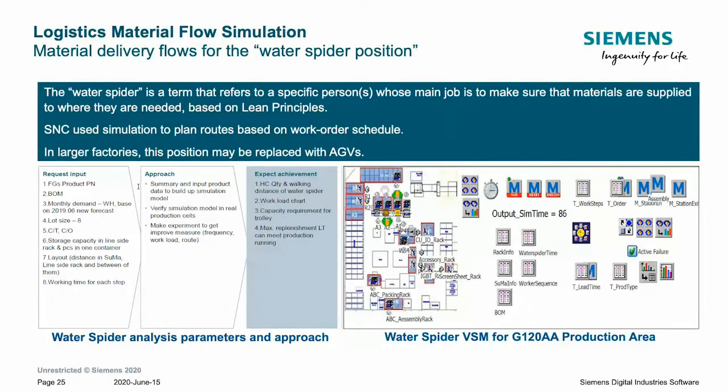The next study that we needed to model and simulate was the position of the water spider in the factory we discussed earlier. The water spider's rounds are time sensitive, and maybe in larger factories this position can be replaced with AGVs, but the idea here was to build the value stream map and model as close as possible the existing routing based on the work orders and the requirements for the work cells that needed the materials, using the simulation engine.